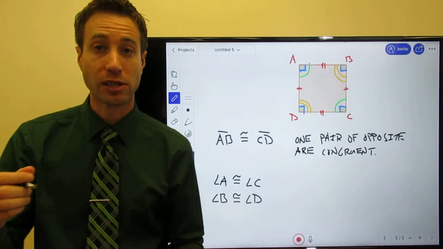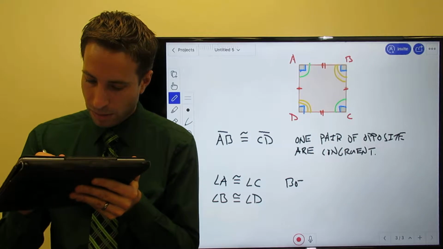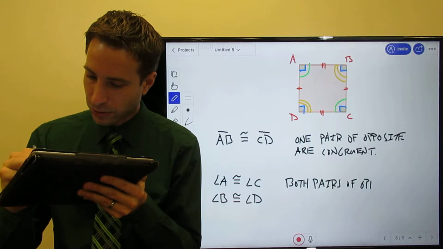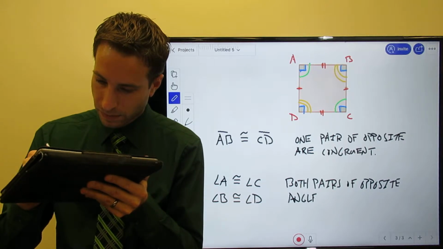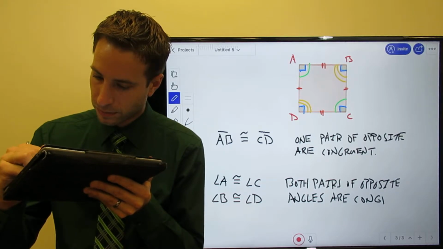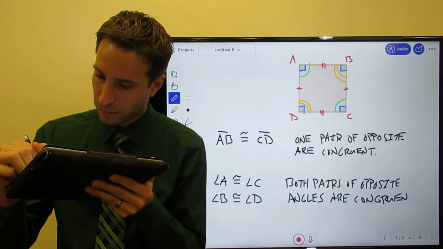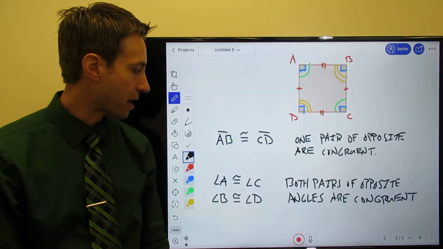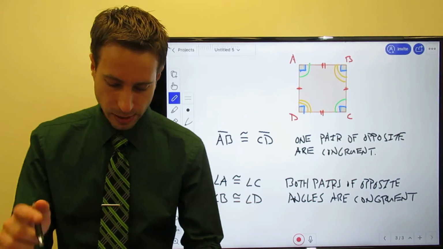Since both pairs of opposite angles are congruent, it must be a parallelogram. Both pairs of opposite angles are congruent. Okay, so I asked you for three different ways that you could show that this quadrilateral is a parallelogram. There's two of them. We need a third one. Well, what's another way that I could do this?